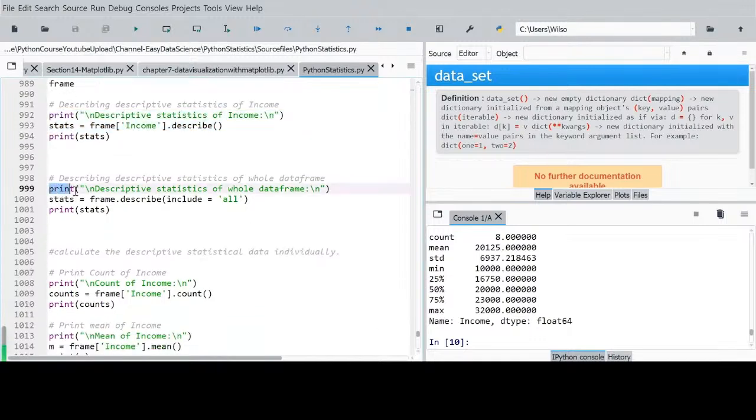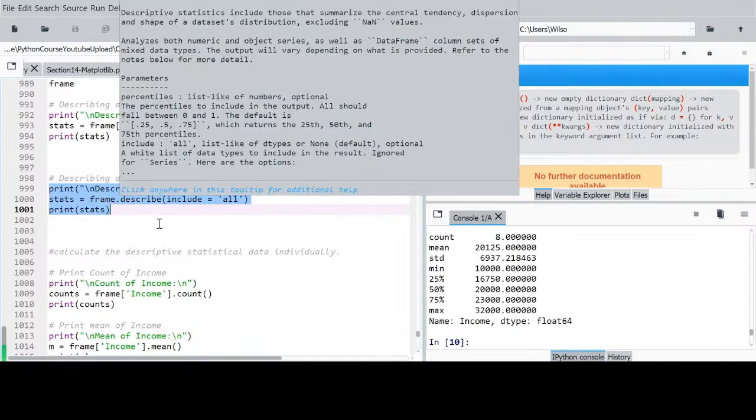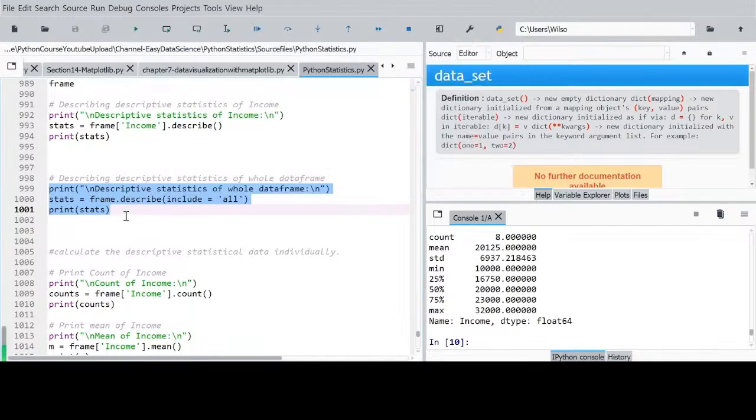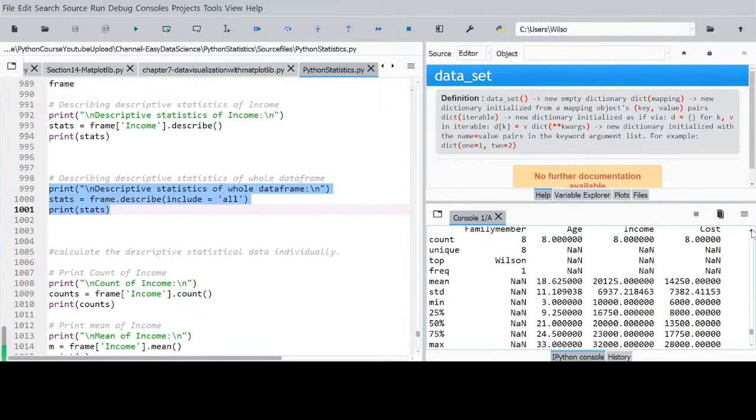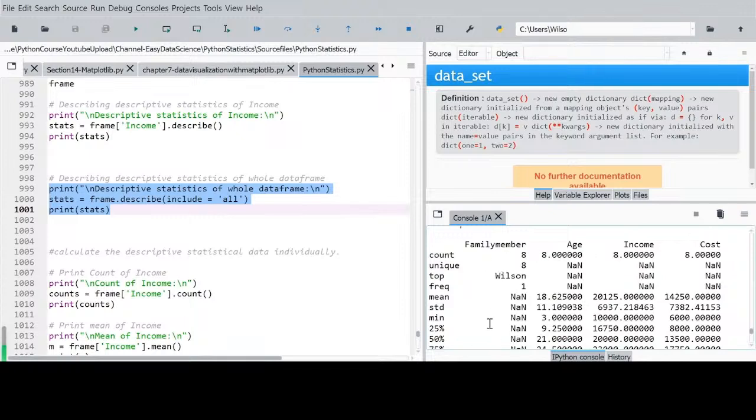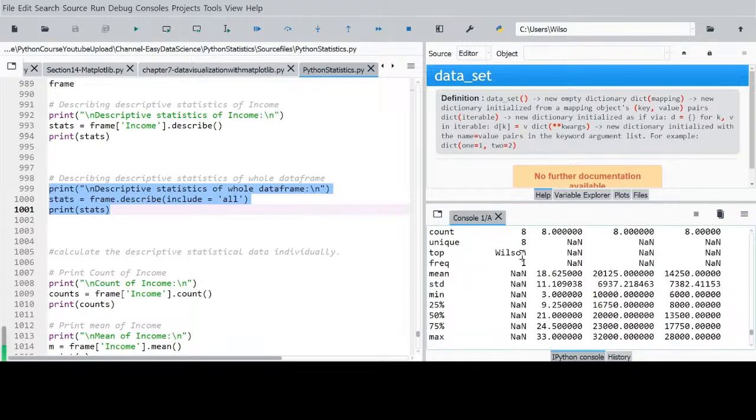So if we want to calculate the descriptive statistics for all the variables of this data frame, we can use frame dot describe, with include all. We'll see how it goes. Because family member is a character variable, the count is 8, unique is 8 values, and the top is Wilson, with frequency 1. For the numeric descriptive statistics, this variable will show NaN.